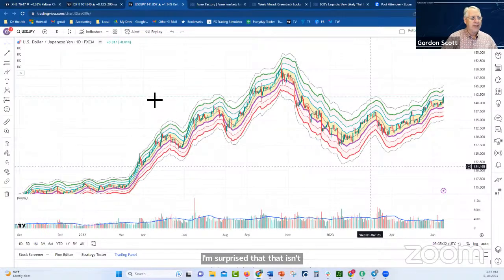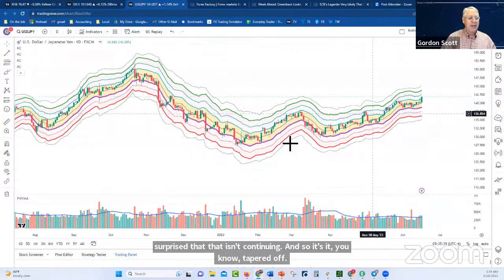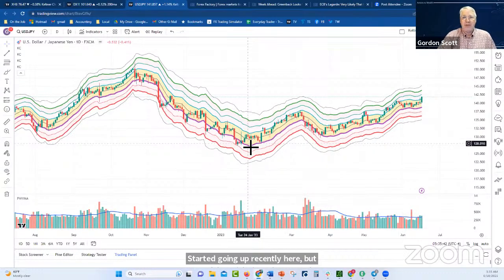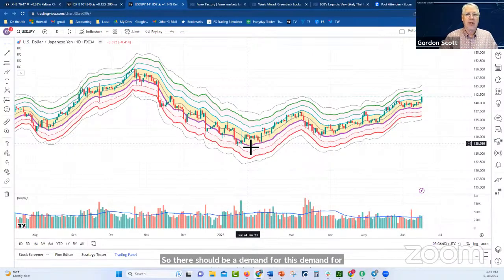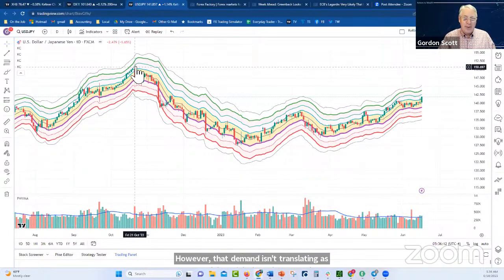And so it tapered off, started going up recently here, but because, hey, Japanese yen is still paying a negative interest rate, and the US Fed is paying over 5%, right? So that should be a great carry, just a no-brainer overnight carry for a lot of big banks. I'm sure it is. So there should be a demand for US dollars in relation to Japanese yen. However, that demand isn't translating as strongly as it had been in the past.